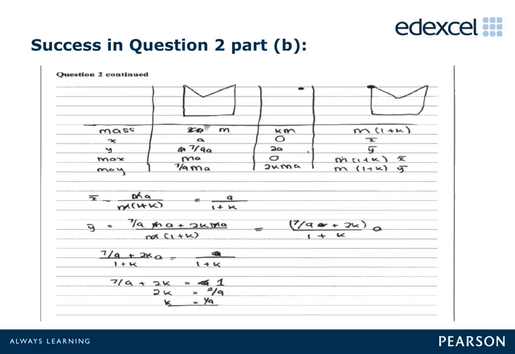In part B of this question, the key to success was clarity and organisation. This candidate starts with a clear, fresh diagram and starts by finding the position of the centre of mass relative to point C. They have not given a long description of what they are doing, but everything is clearly set out and easy to follow.